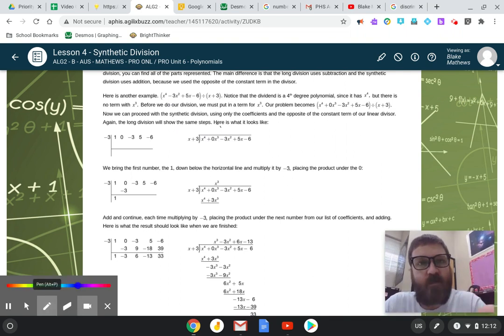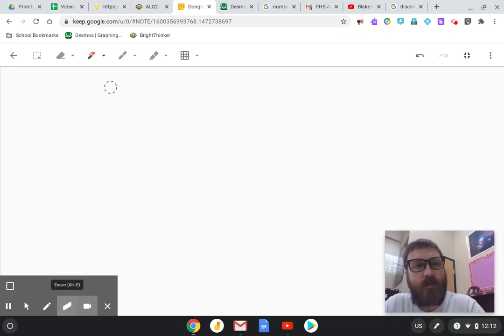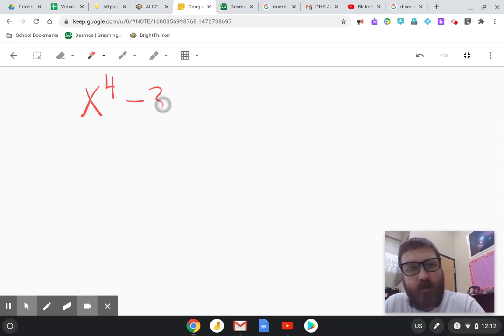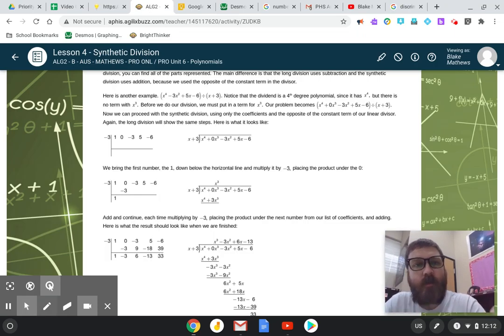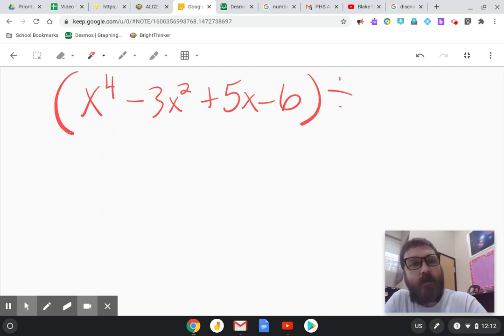So let's rewrite this on our notes page. X to the fourth, oops, sorry about that. X to the fourth minus 3x squared plus 5x minus 6 divided by x plus 3.